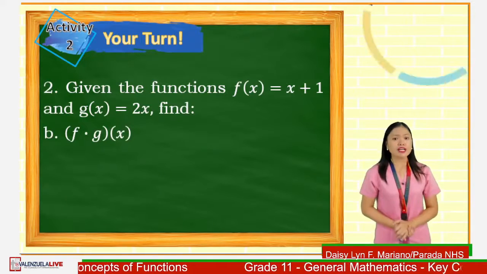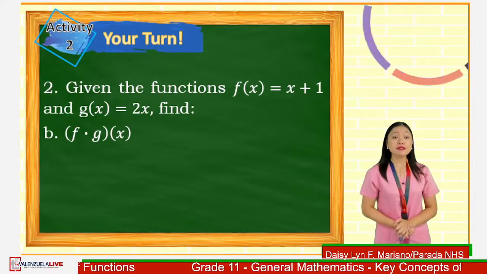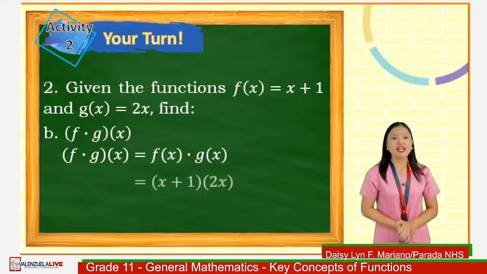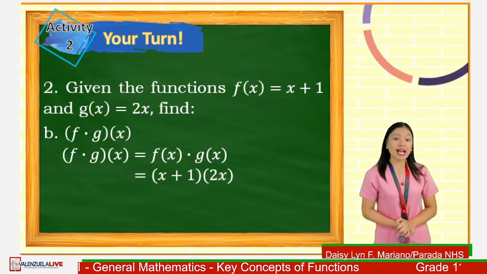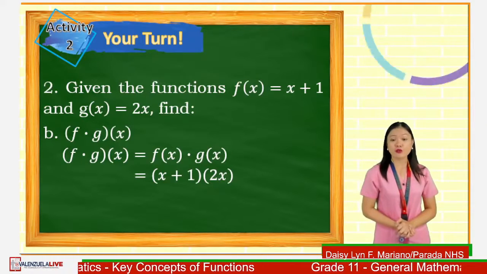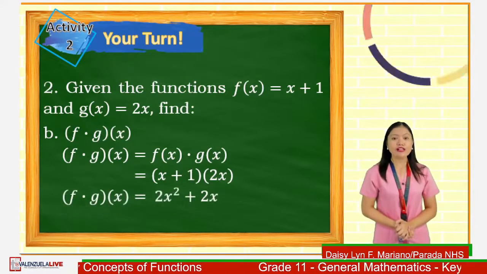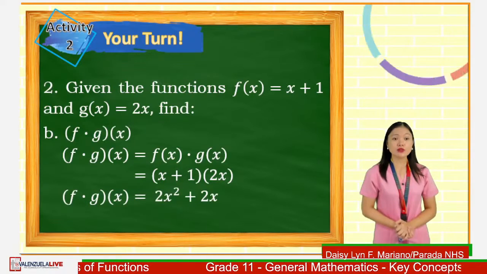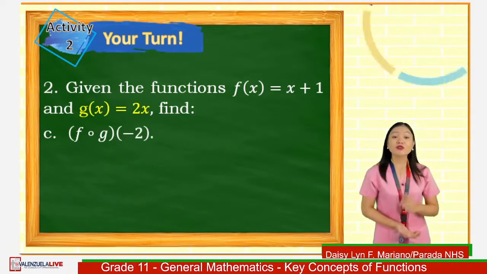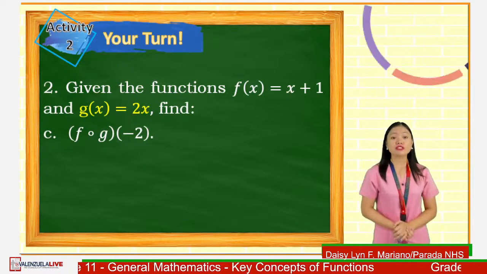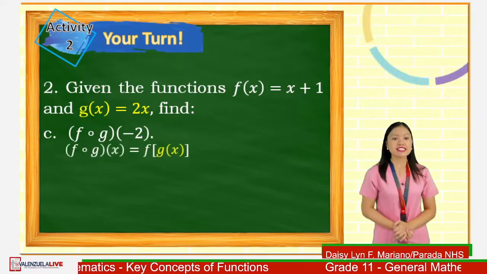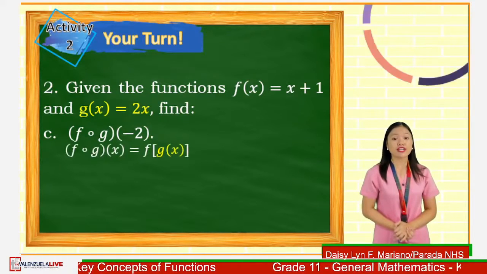To get the product of the two functions, simply multiply f of x and g of x. That is, quantity x plus 1 times 2x. Apply distributive property and we will get f times g of x is equal to 2x squared plus 2x. To get the composition of the two functions, we write f composed with g of x is equal to f of g of x.